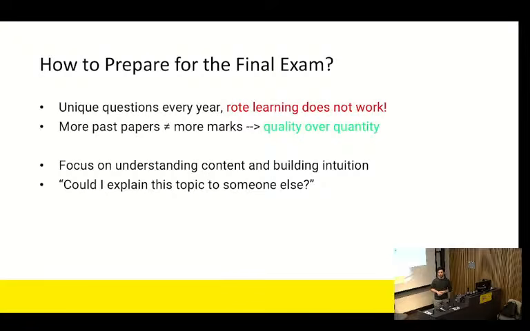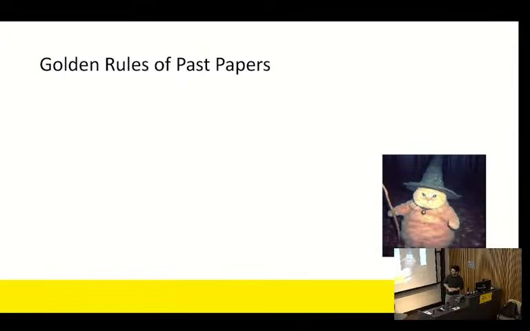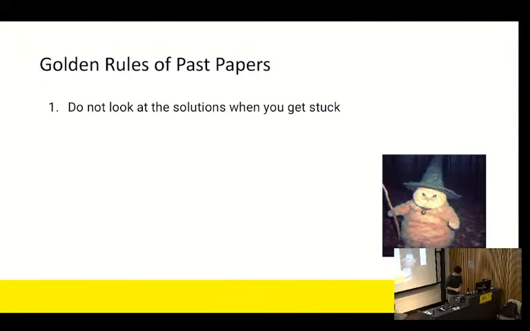If you've been my student and you've seen my explanations of certain things, the only reason I'm able to explain it so well to you is because that's how I explained it to myself, to understand the topic. So that's really important. So what are the golden rules of past papers fundamentally? The first golden rule is do not look at the solutions when you get stuck.